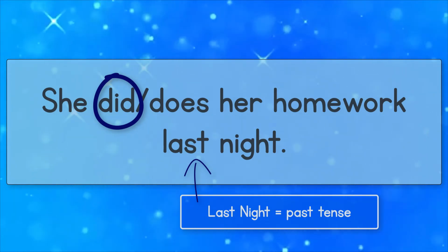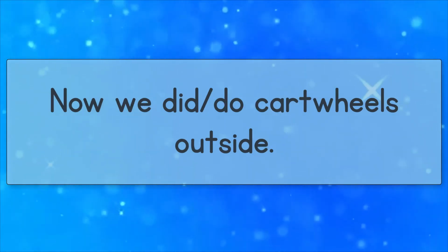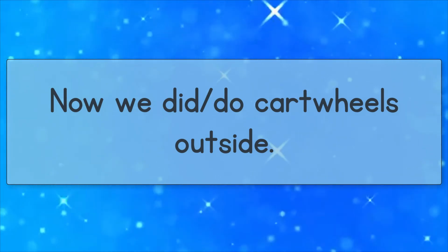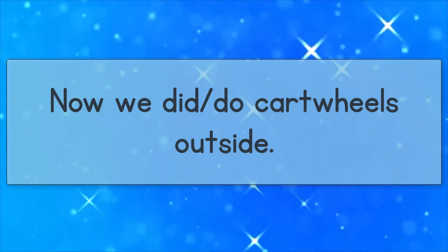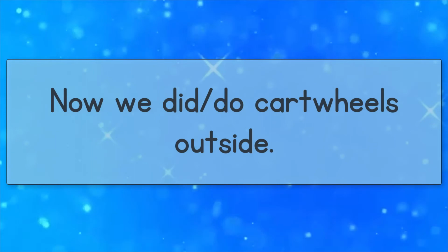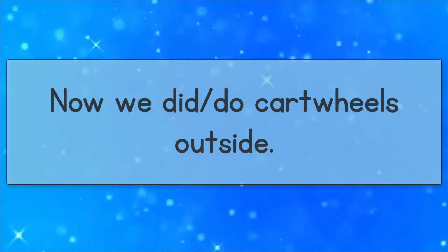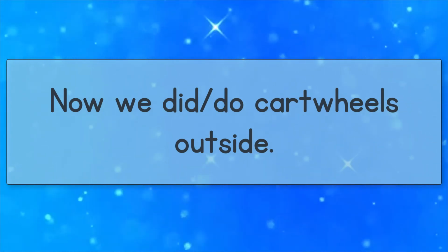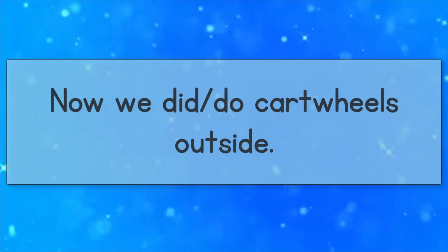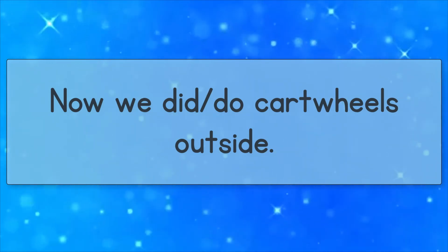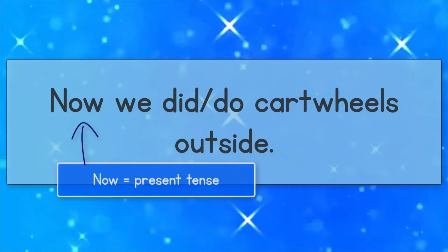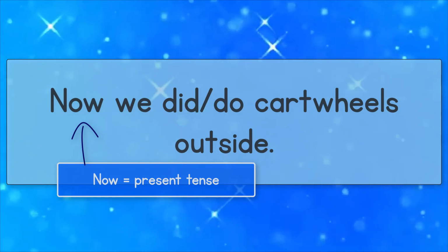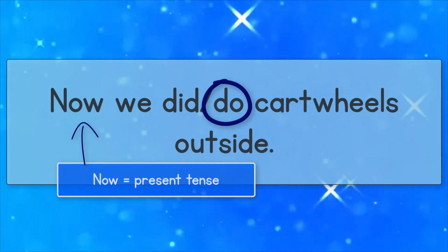All right, let's do another one. Now we did, or now we do, cartwheels outside. What's our clue for when it happened? Now. And now we know is the present tense. So we would say, now we do cartwheels outside.